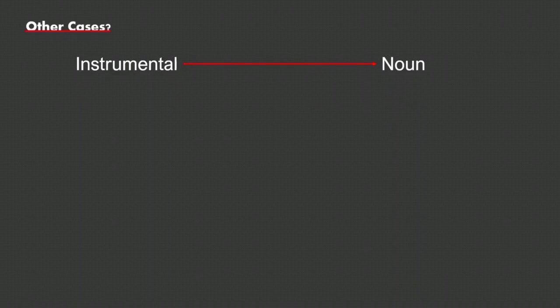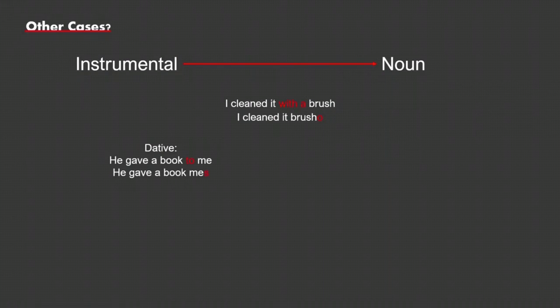Normally, cases are added onto the noun they describe. So, for example, with an instrumental case, I cleaned it with a brush. The instrumental case is the with a part. It will replace that. It describes the instrument that you use to do something. So, I cleaned it brusher. That's quite something cool about that sentence.